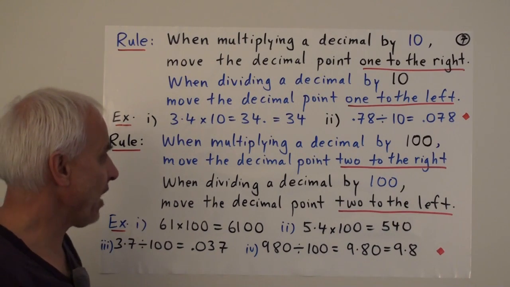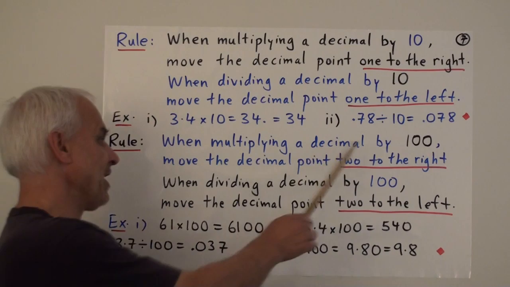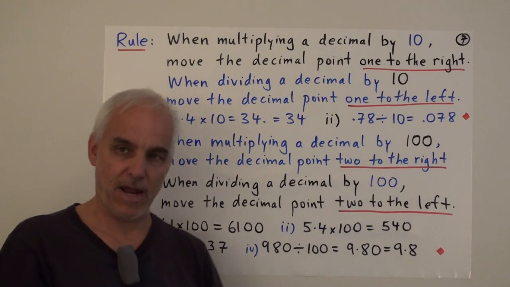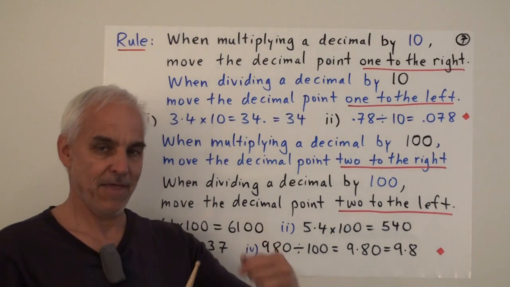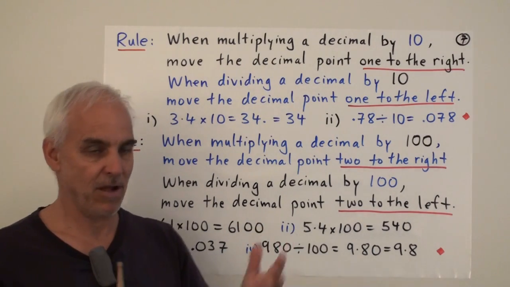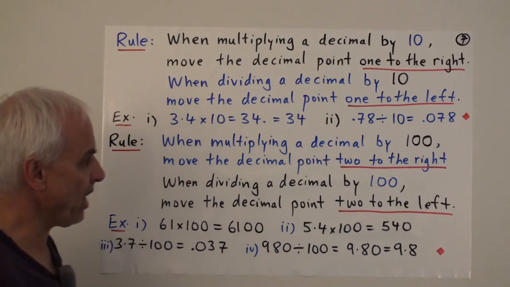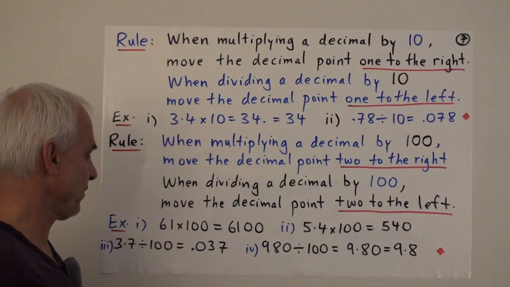Okay, once we have 10 down, then 100, as we've noticed, is not much different. So when multiplying a decimal by 100, we'll just move the decimal point 2 to the right. Once for the first 10 that you're multiplying by, and then once more for the second 10 that you're multiplying by. And when dividing a decimal by 100, well, then you move the decimal point 2 to the left.